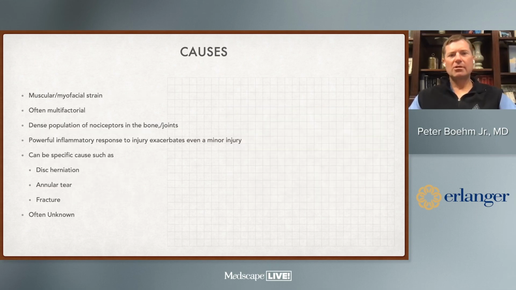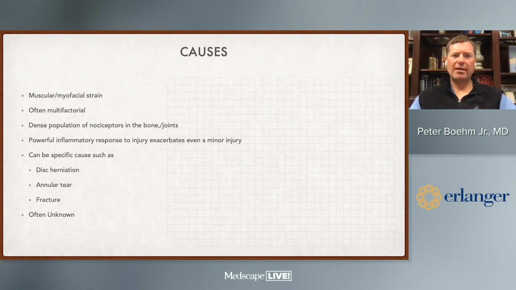Causes can be muscular or myofascial strain. Again, an MRI that looks quite good and quite normal and is isolated back pain is often a muscular or myofascial type strain. Oftentimes it is multifactorial. The spine has quite a dense population of pain receptors, out of proportion to what you would think, in the bones and the joints and the disc spaces. And there's also a significant inflammatory response even to a minor injury that can really exacerbate the symptoms that patients are describing. Sometimes the causes are very specific.